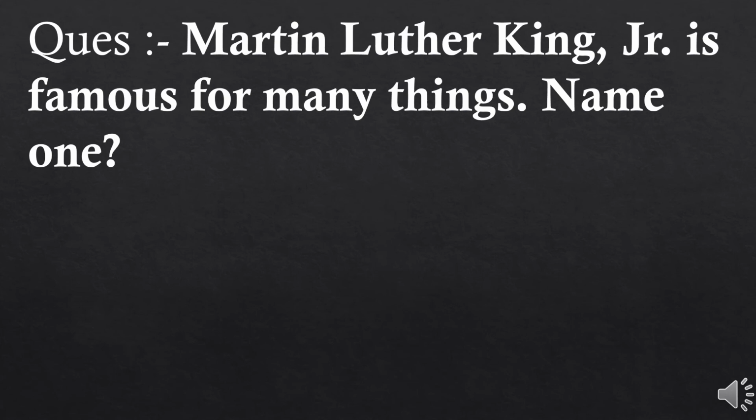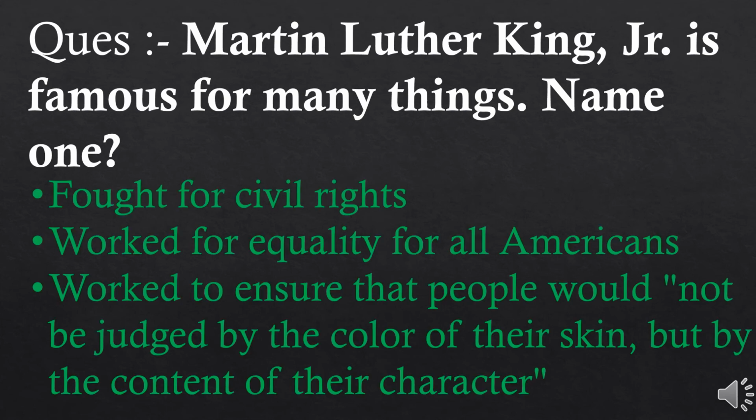Question 113. Martin Luther King Jr. is famous for many things. Name one. Fought for civil rights. Worked for equality for all Americans. Worked to ensure that people would not be judged by the color of their skin, but by the content of their character.